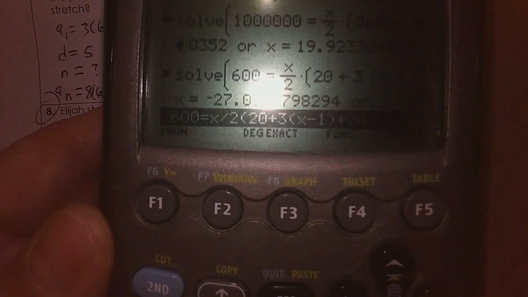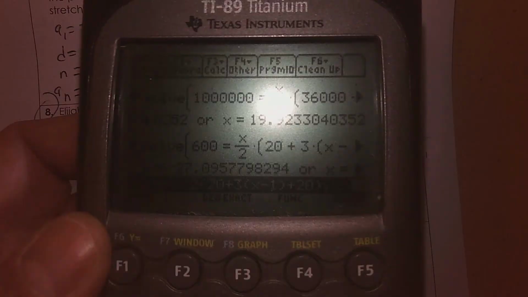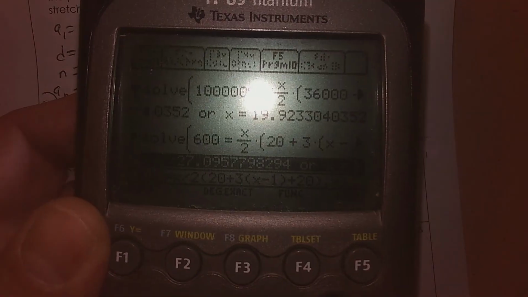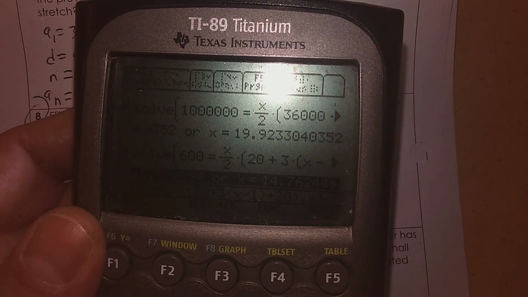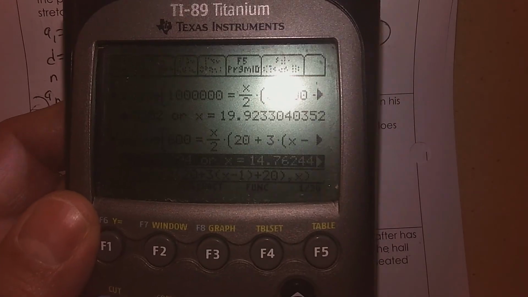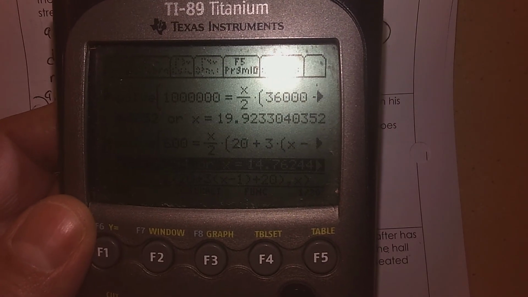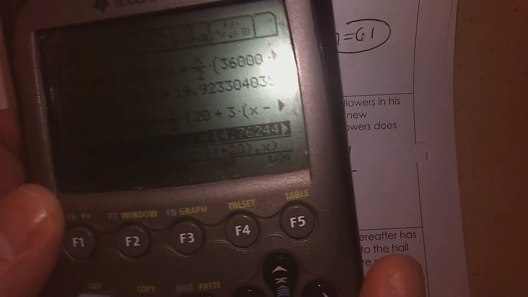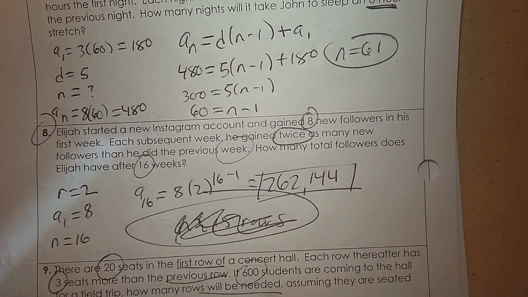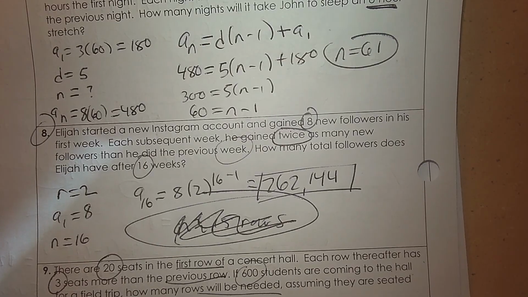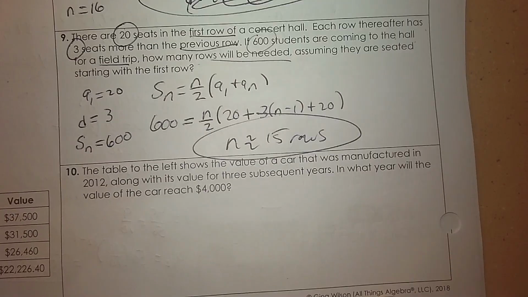So again, it's not a whole number, it's not a rational answer, it's irrational. So I'm not going to pick the negative answer. So instead, the positive answer is about how many rows would be needed. And you should round up, because rounding down means you don't have enough rows. So how many rows do you need? So you need how many rows? Whoa, wrong one. How many rows do we need? About 15 rows.